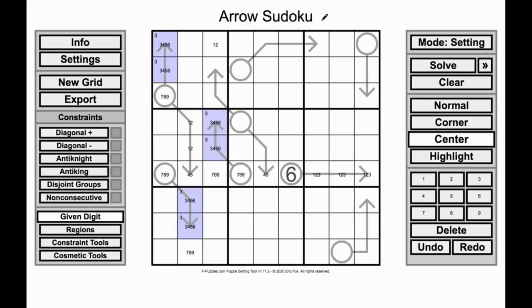I added these because I liked the idea of forcing all of the digits 1, 2, and 3 into the bottom 4 rows of the grid.